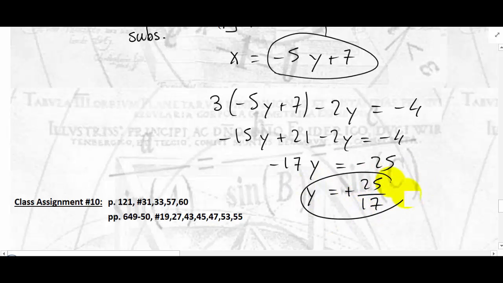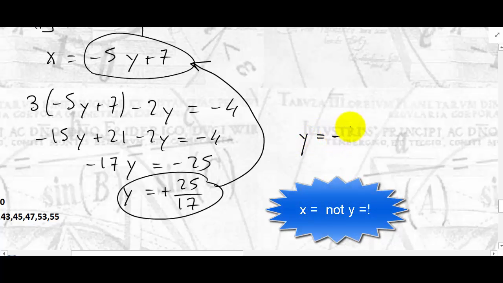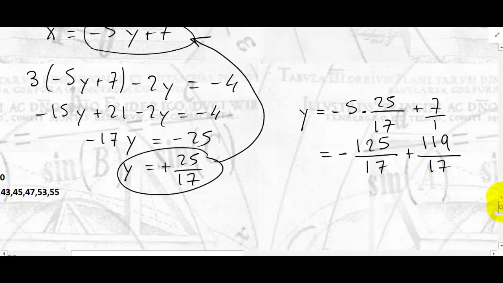And now what? Now you take this and you plug it in the equation that was solved for x. And you see, this is not very fun because you have a fraction. Negative 5 times 25 over 17 plus 7. Oh my gosh, this is not very pretty. 5 times 25, 125. Negative 125 over 17. Now, common denominator here is 17. So 7 times 17, that's 70 and 49, right? 7 times 10, 7 times 7. 70 and 49 is 119. So it's 119 over 17. And negative 125 plus 119 is negative 6 over 17. That's exactly what we had.